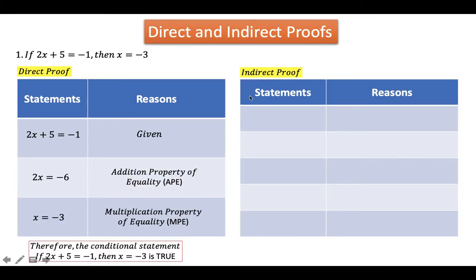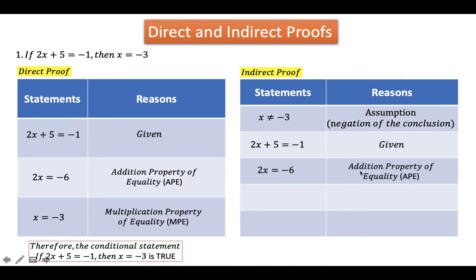We will still use the two-column proof, but in this way, we're going to start by negating the given conclusion, which is x is equal to negative 3. To negate that, our statement will be x is not negative 3. That is our assumption, by negating the given conclusion. Our second statement is 2x plus 5 is equal to negative 1, and that is from our given. Then let us simplify this. It becomes 2x is equal to negative 6.